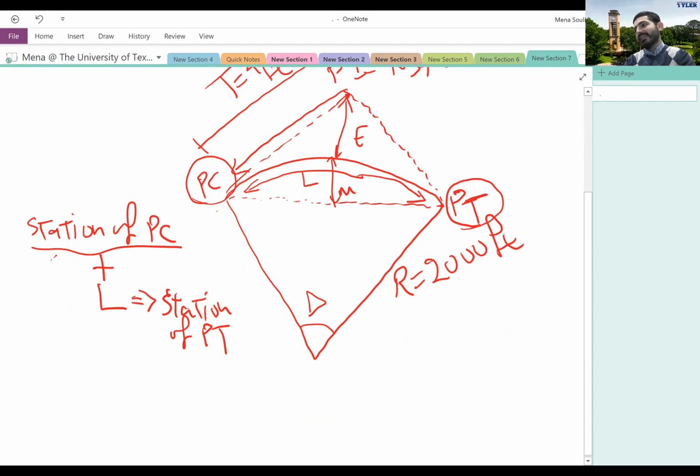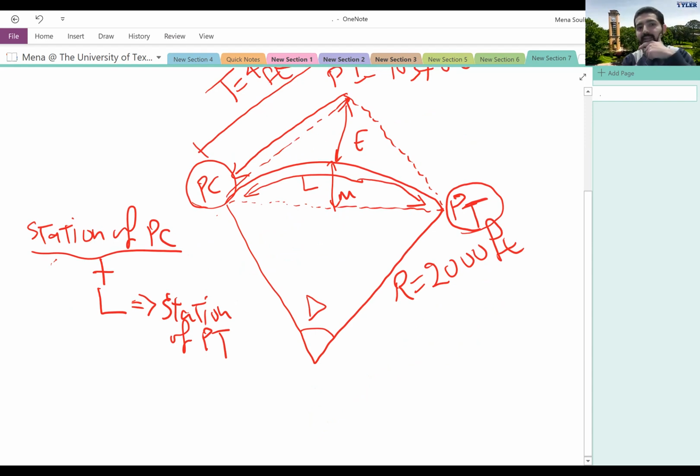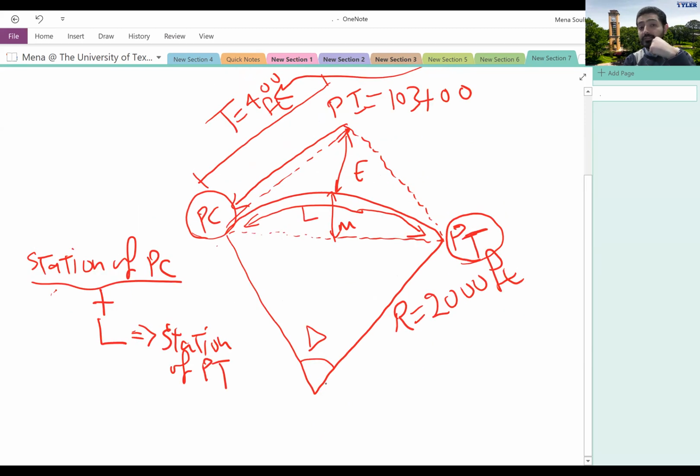So how can I get the L, the length of the curve itself? We know the radius, but I do not know the L. If you recall from last time, I gave you all the equations, which, again, are going to be provided in your exam, by the way.